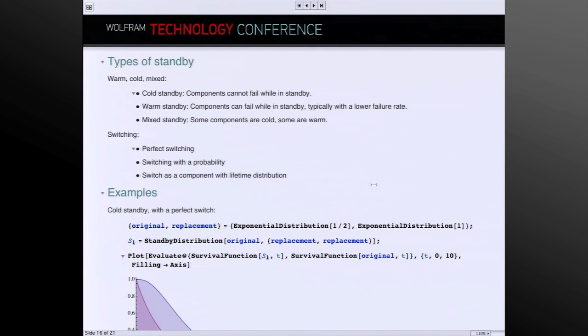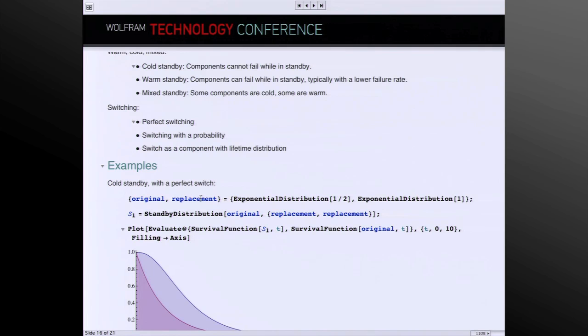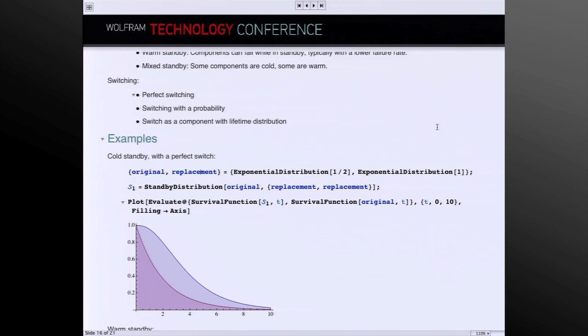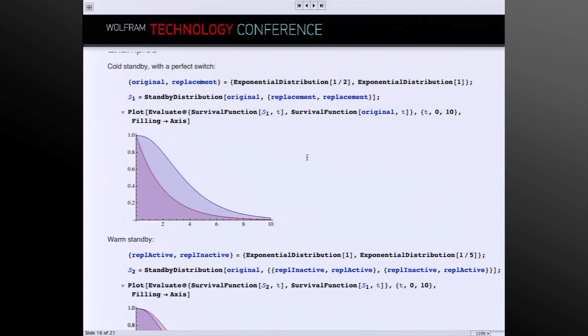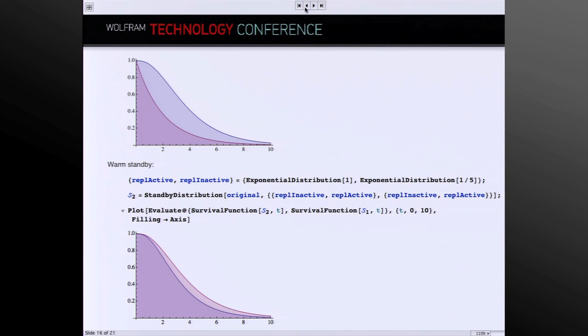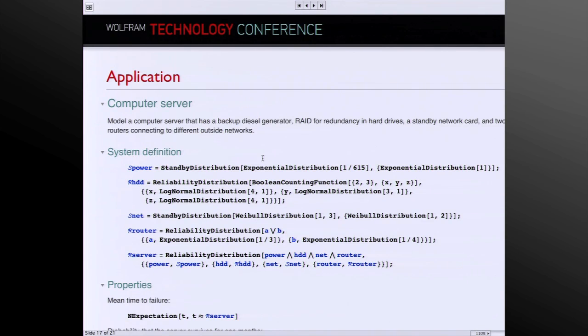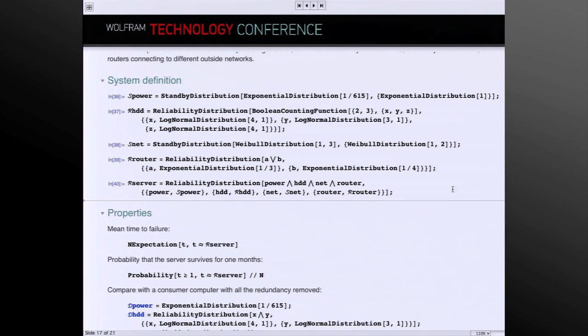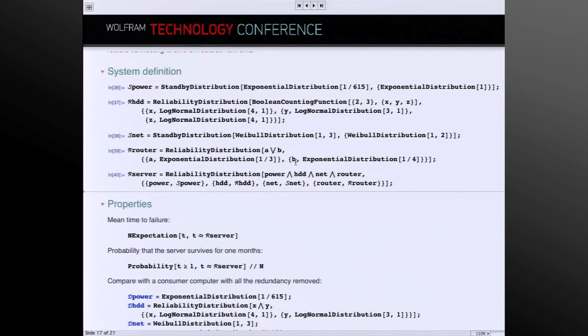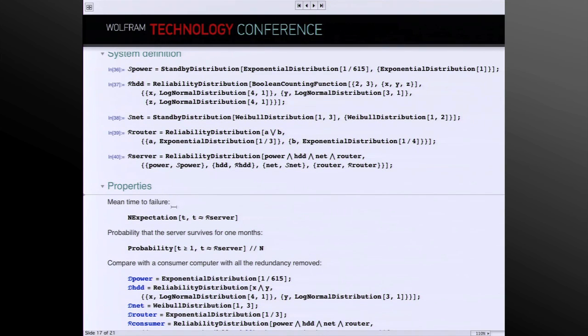Now let's look at an example here of a cold standby system with a perfect switch. Actually, I'll skip this, and we'll move on to a more exciting example of a computer server. So here we have a computer server with redundancy. So you have some redundancy built into the system for hard drives, for network and routers. So this is really what I would call a good server system.